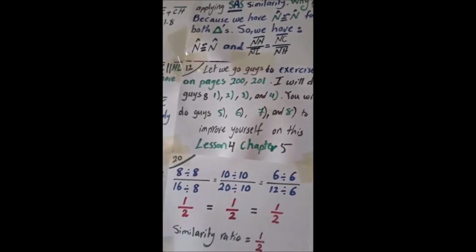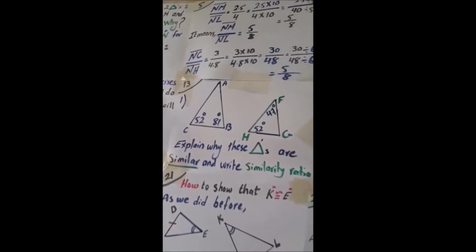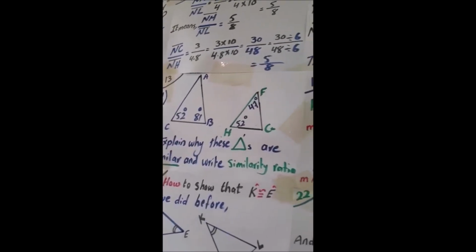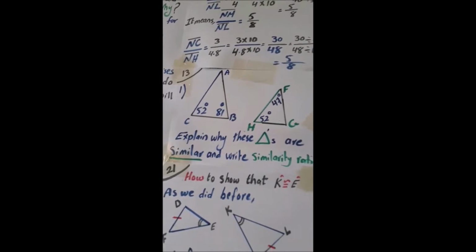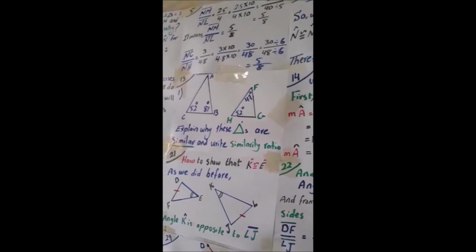Now guys, we will go to the exercises in your book on pages 200 and 201. I will do 1, 2, 3, and 4 for you, and you will do 5, 6, 7, and 8 to improve yourself on this lesson 4, chapter 5. Number 1, as we see here, we have two triangles, ABC and FGH, or FG, as you want. He's asking, explain why these two triangles are similar and write the similarity ratio.